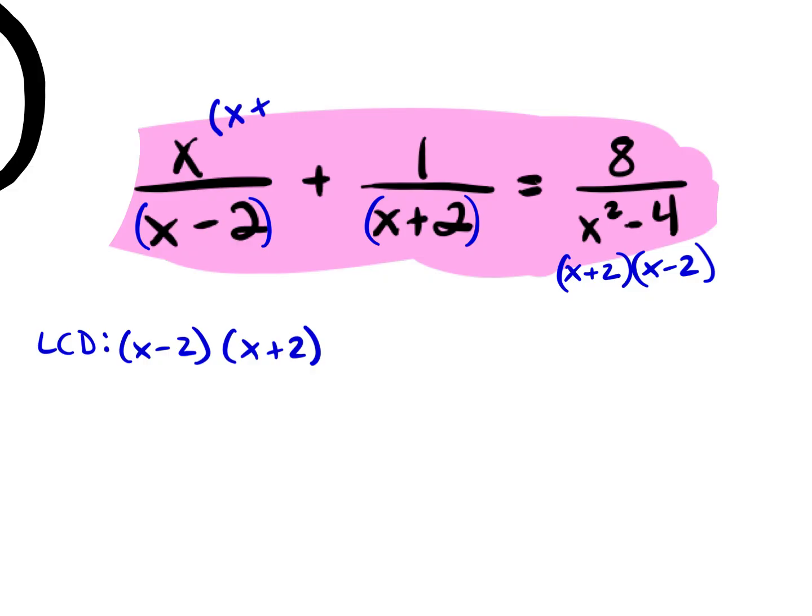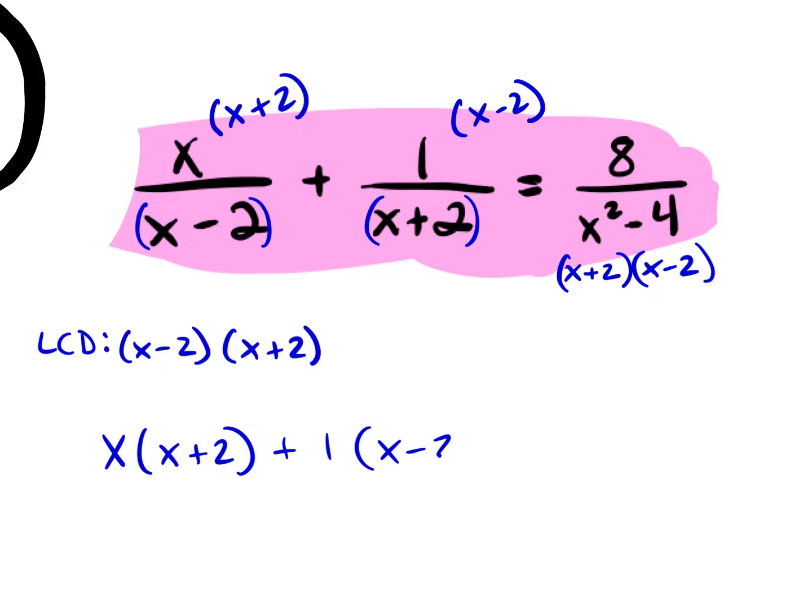So here we're going to multiply x plus 2. In the next one, we're missing an x minus 2. In the third fraction, are we missing anything? No, we've got an x plus 2 and an x minus 2, so nothing gets multiplied because nothing's missing. So when we write this out, we have x times x plus 2 plus 1 times x minus 2 equals 8.